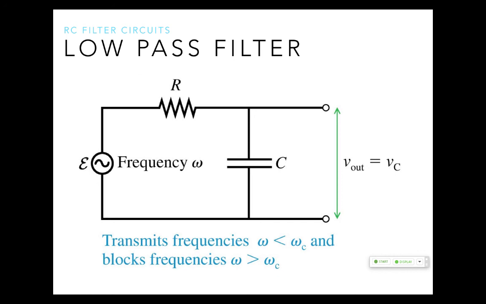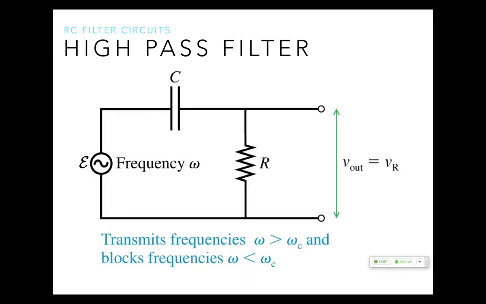Yeah. Any questions about that? How do you think we make a high pass filter? Yeah, you take your output voltage across the resistor. So you just flip your resistor and your capacitor, and this transmits high frequencies. So it allows high frequencies to come through. So all frequencies above the crossover frequency are allowed through, and it blocks frequencies below the crossover frequency. Okay? And how do you determine what your crossover frequency is? 1 over RC.